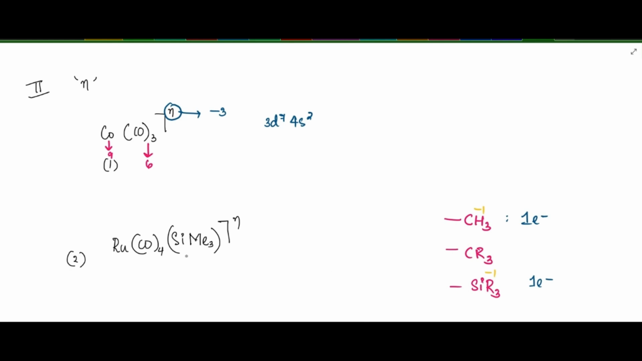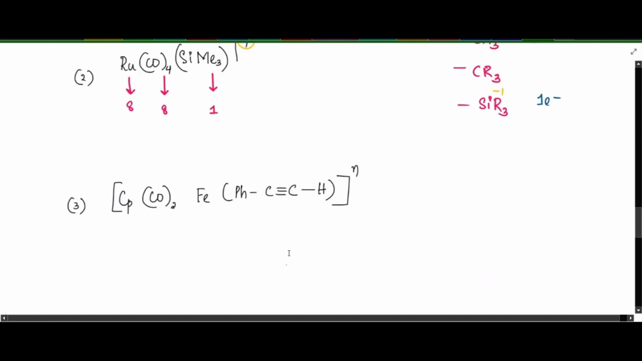Yes, so ruthenium, as we said, belongs to the iron group, d6 s2. So 8 plus 8, 16, plus 1, 17. You need to have only one more electron. So this is going to be -1. Yes. Next question.